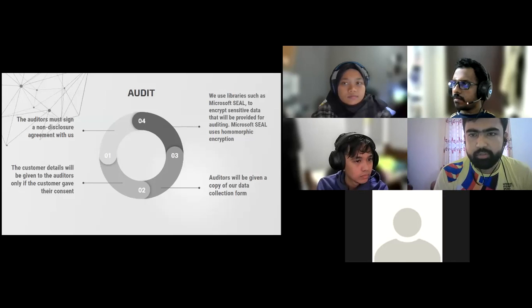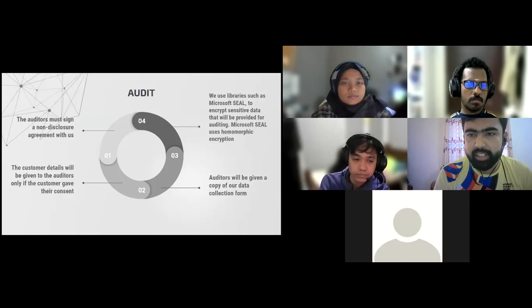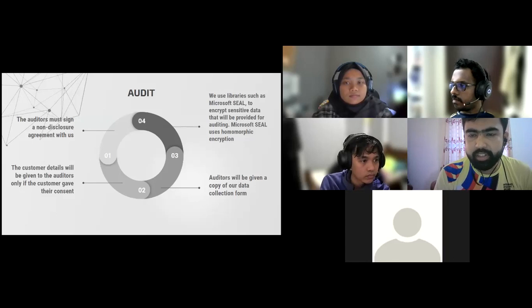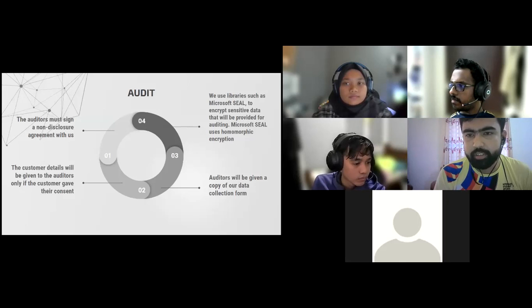And for the third part, we will be using libraries such as Microsoft SEAL for our sensitive data. Microsoft SEAL is an encryption library for databases, and it uses homomorphic encryption. Since we're using homomorphic encryption, sensitive data will be hidden from the third-party auditor. Even so, there's less risk of this coming out.